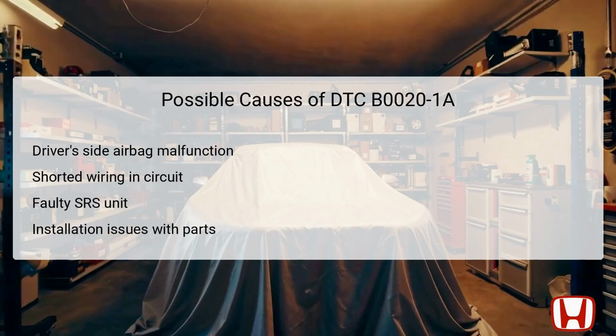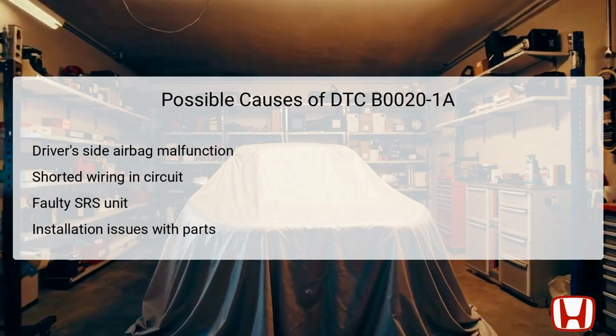Several potential causes can result in the activation of DTC B0020-1A. The most common is a malfunction of the driver's side airbag itself, which could result from internal damage or manufacturing defects. Another significant area to inspect is the wiring circuits associated with the left side airbag. Shorted wires can disrupt the normal voltage readings on the detection line, leading to a fault code.